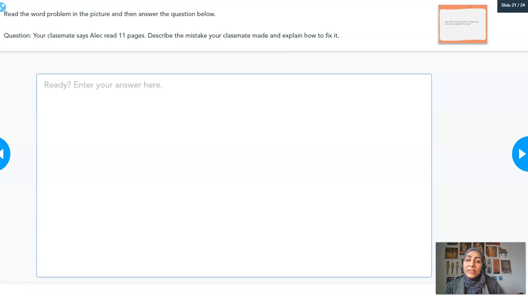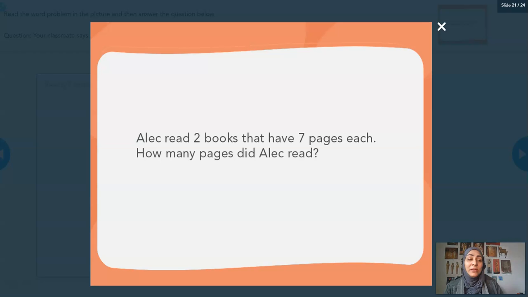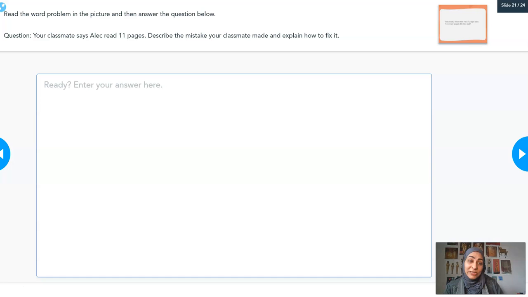So your classmate says Alec read 11 pages. Describe the mistake that he made and explain how to fix it. You can write your equation, and that's the way to fix it, or you can use your words to explain why he's wrong. Again, it's 2 books that have 7 pages each. Is the correct answer 11? Yes or no? And explain your answer. That's great work. I see some great work here.